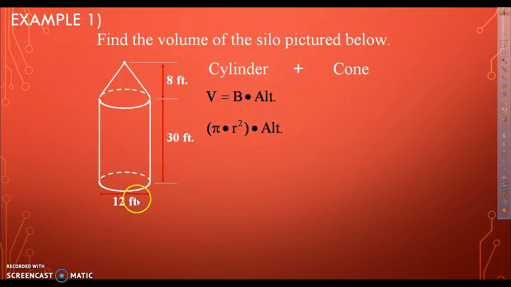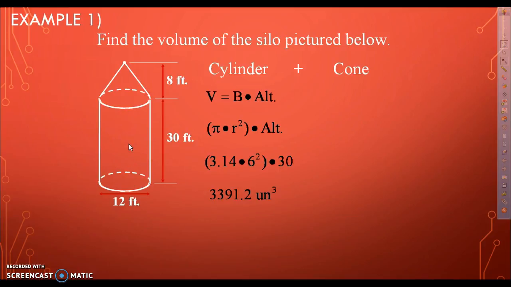So in order to find the radius, we would divide 12 by 2, which is 6. Which means when we plug in our information, we're using pi, which is 3.14, times 6 squared rather than 12. And of course, we're multiplying that base by our altitude, which is 30 feet. So when you simplify that, you will get 3,391.2 units cubed. So that is the volume of this cylinder.